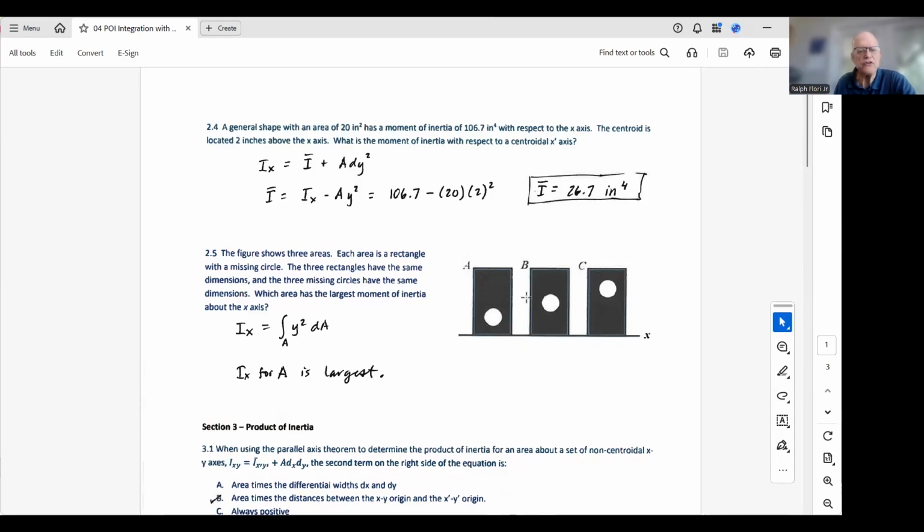Another example, it shows 3 shapes. Each shape has the same outline and the same hole, but the hole is located in a different location. It asks which area has the largest moment of inertia about the x-axis. And so A would be the largest because more of its area is farther from the x-axis. C would be the least because more of its area is closer to the x-axis. And B, of course, would be in the middle. So A is the larger.